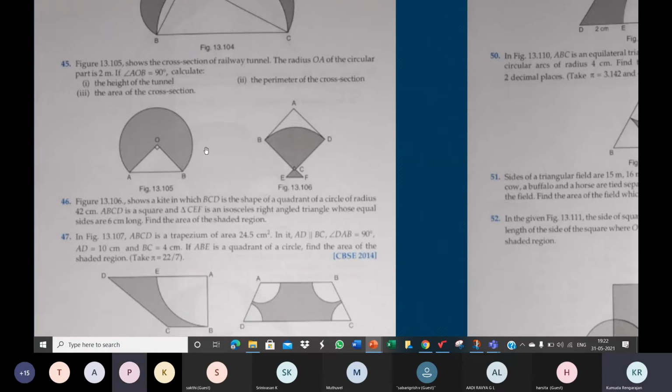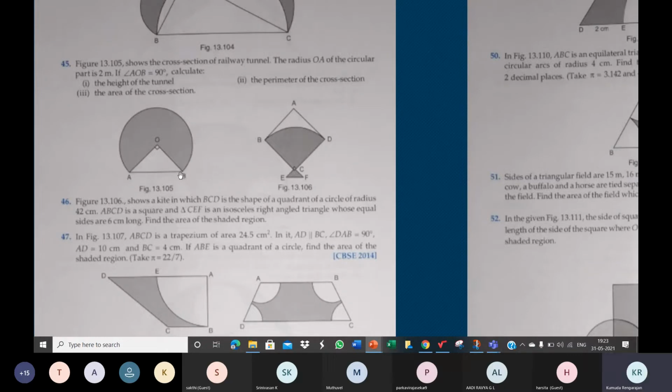Length of the line segment AB plus length of arc ACB. We have taken a point C here. The length of this arc ACB plus BA will give us the perimeter of the cross section.